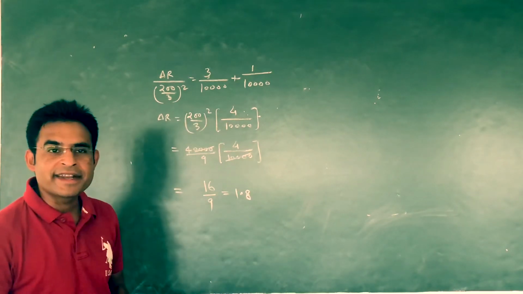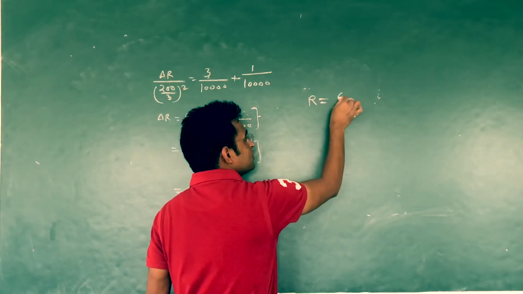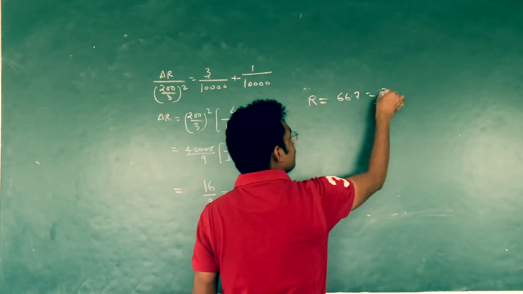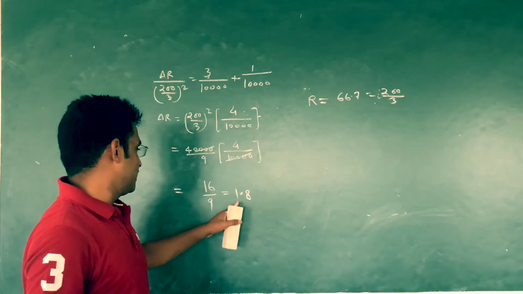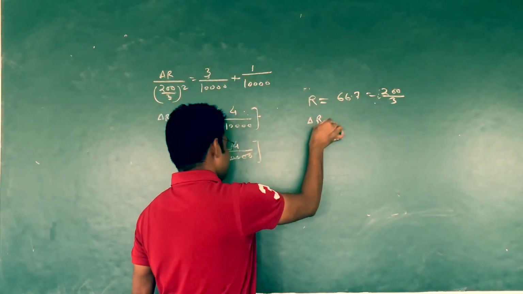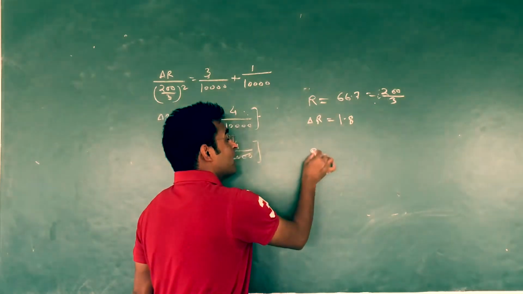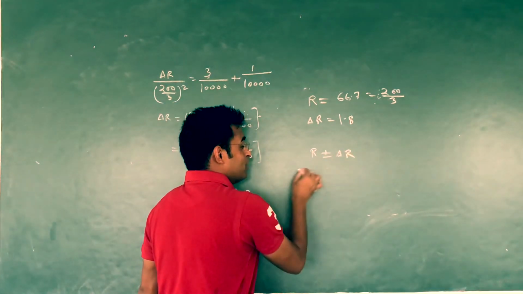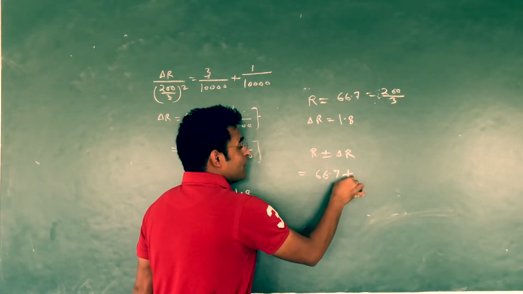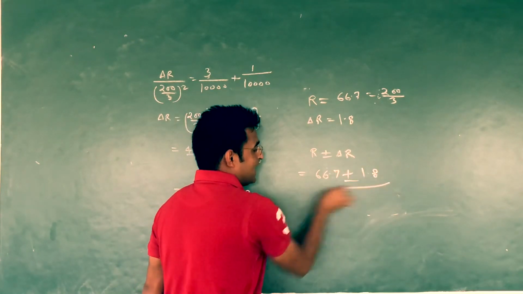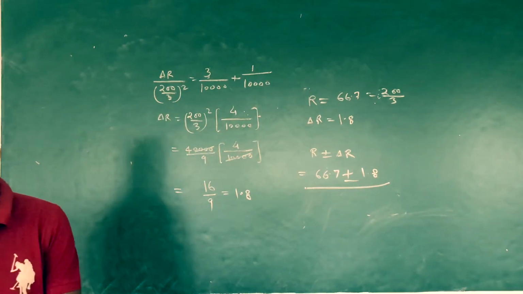So I'll take 1.8. It means R, what's the value of R? That is 66.7. R is 200 divided by 3, same thing. Now what's the value of delta R? Delta R is 1.8. So what's the final answer, guys? Final answer will be R plus minus delta R. Final answer we got 66.7 plus minus 1.8. So guys, this is the combination of the percentage error basically. Thank you.